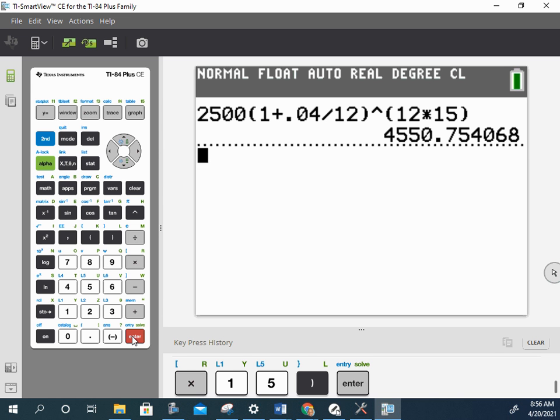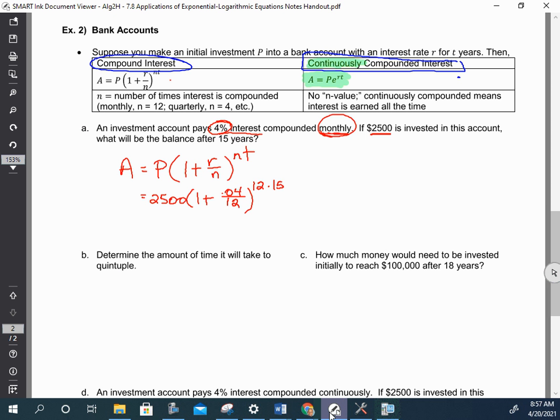That's what you should get: $4,550.75. I use the older style because the newer style writes it the way you would normally write it. The older style you have to pay attention to a few extra things. 4,550.75.